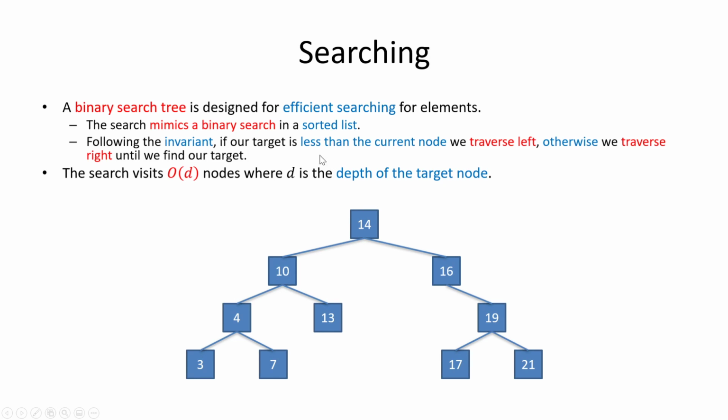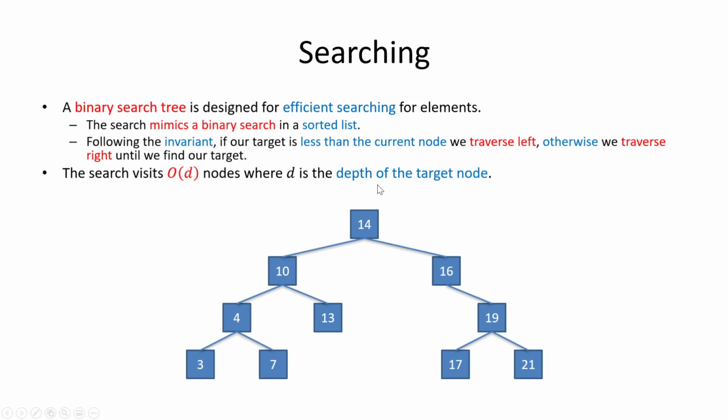So we can see here, that's all I've got stated here, is that following our invariant, if the target we're looking for is less than the current node, we go left, otherwise we go right, and we keep doing that until we find our target. In our example there, we found our element 13 after visiting 1, 2, 3 nodes.